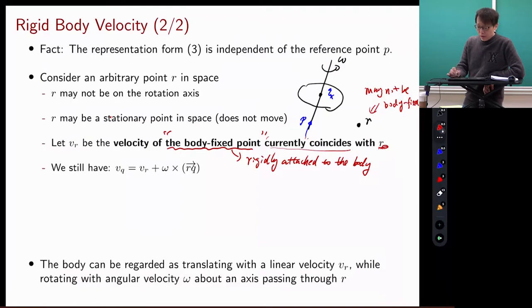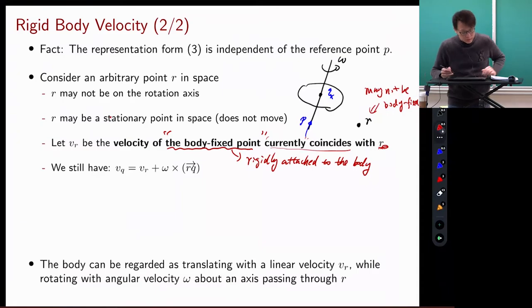It doesn't matter. It's a point. It has nothing to do with the body. They're completely independent points. So the only thing is that currently they are located here. You see what I mean? Yeah, in space, it does not move. Of course, it can be stationary or not stationary or anything. That's the key to understand this part.